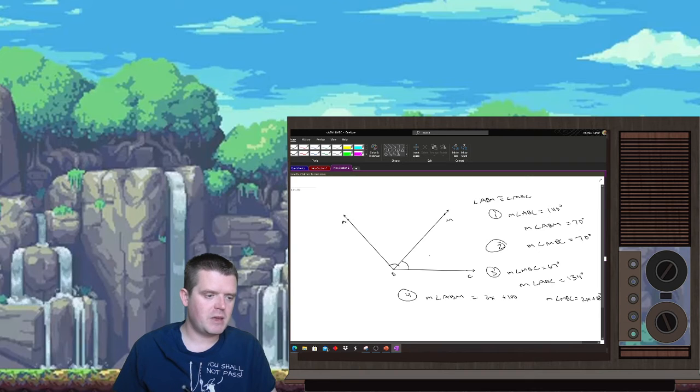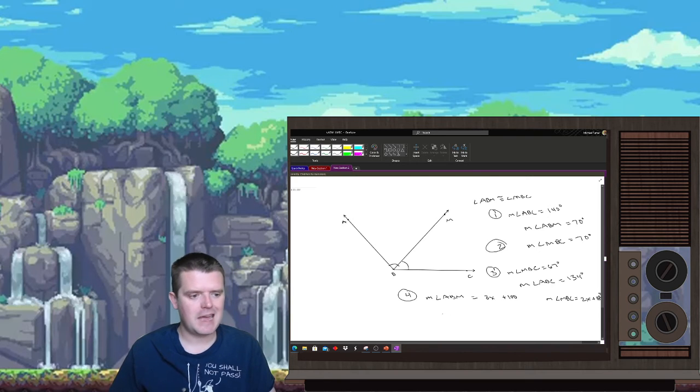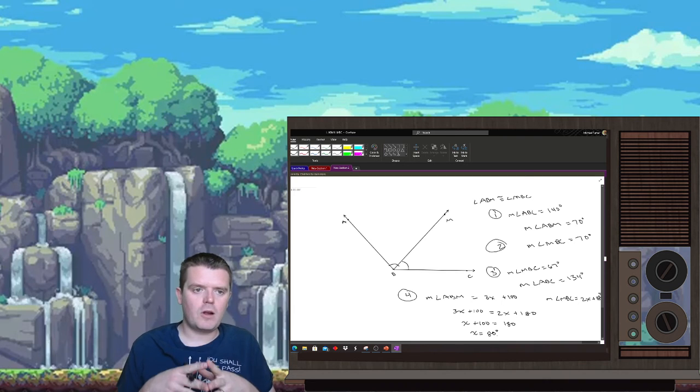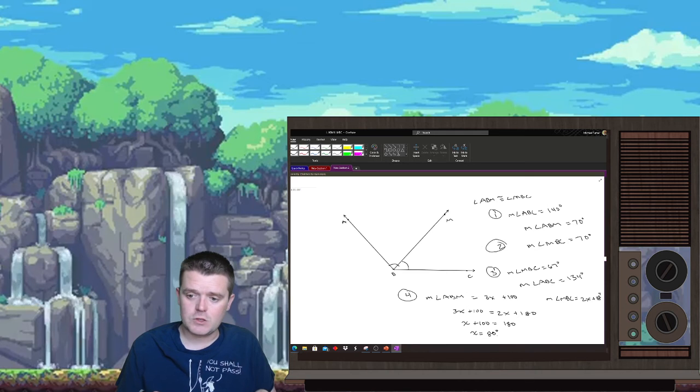Now, because BM is defined as the angle bisector here, that means ABM and MBC have to be equal to each other. So I would set this up as an algebra problem. 3x plus 100 equals 2x plus 180. Subtract 2x on both sides, so x plus 100 equals 180. Subtract 100 on both sides, that means x equals 80 degrees. Now, as always, remember that the diagram is not necessarily to scale, so you're going based on the given information, not what the diagram looks like.